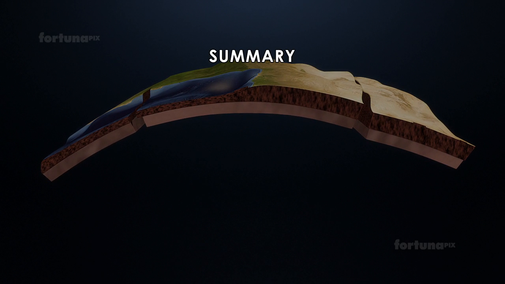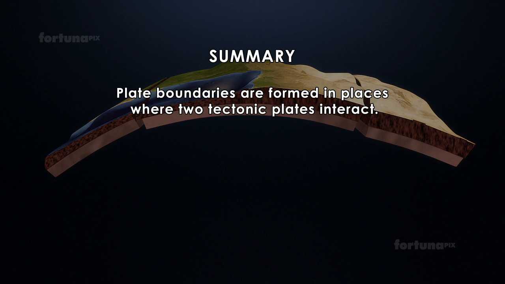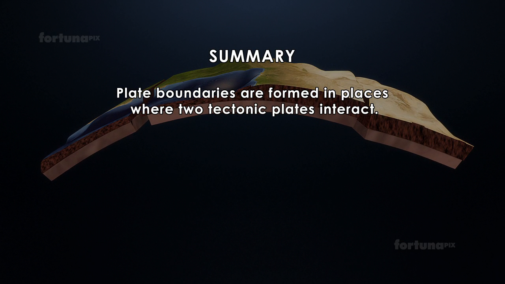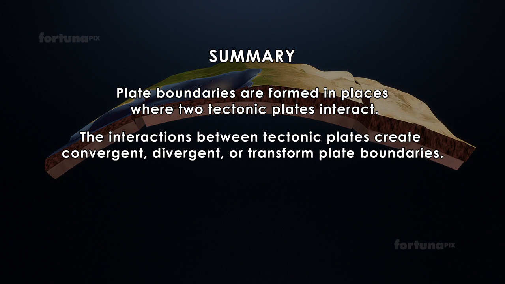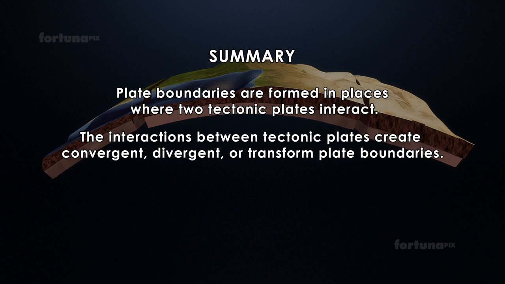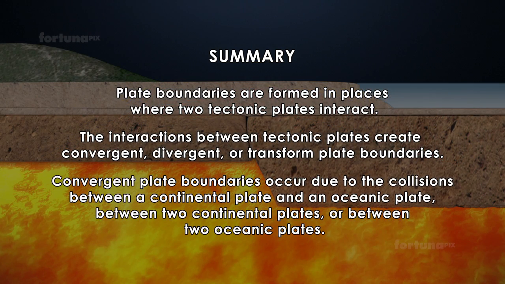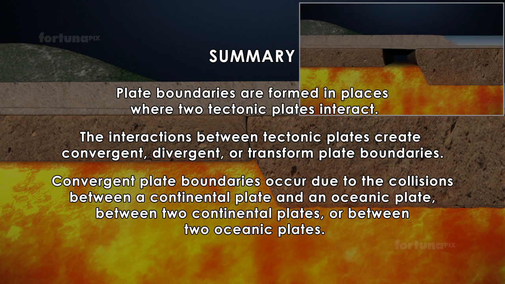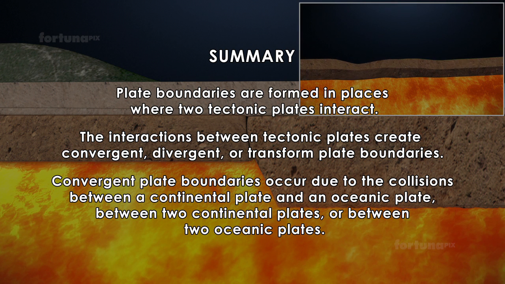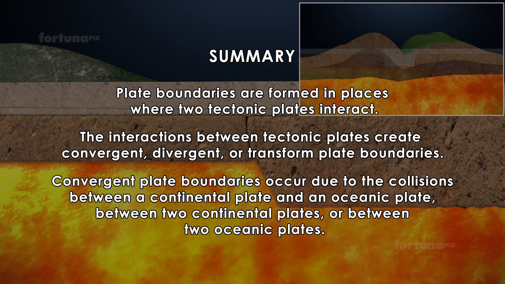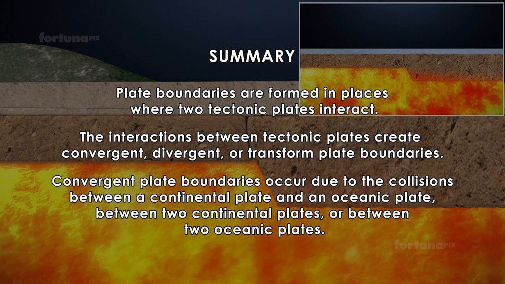Summary: plate boundaries are formed in places where two tectonic plates interact. The interactions between tectonic plates create convergent, divergent, or transform plate boundaries. Convergent plate boundaries occur due to the collisions between a continental plate and an oceanic plate, between two continental plates, or between two oceanic plates.